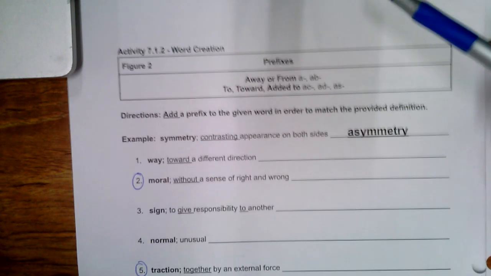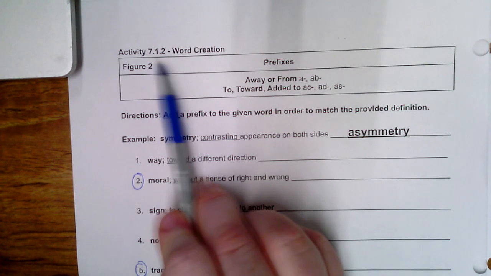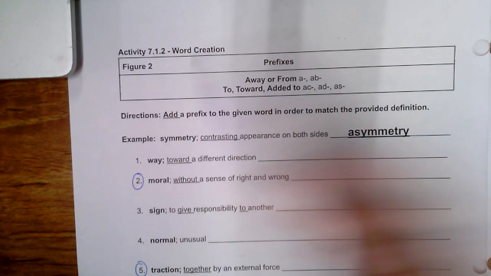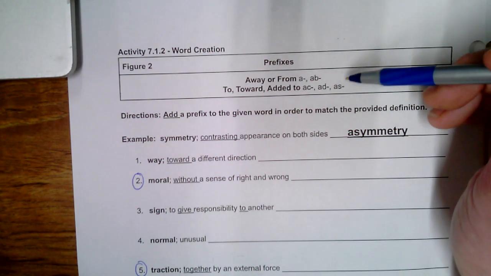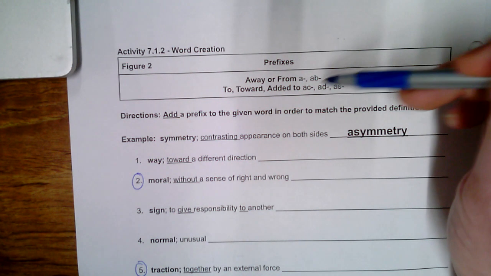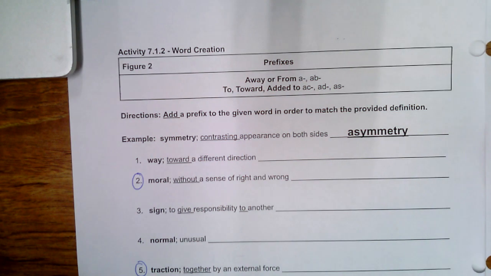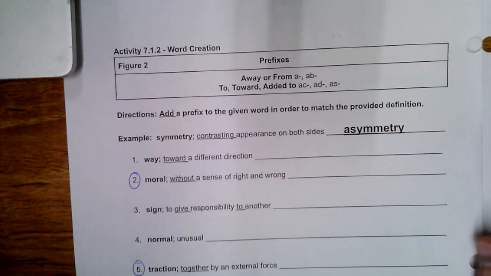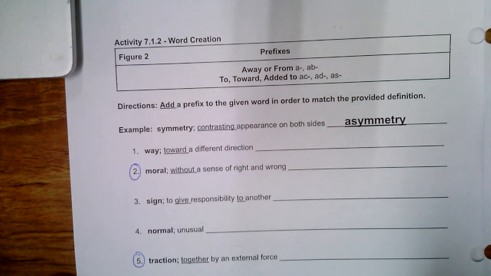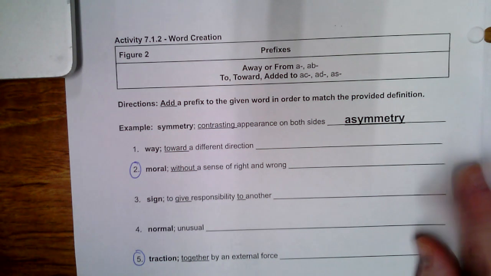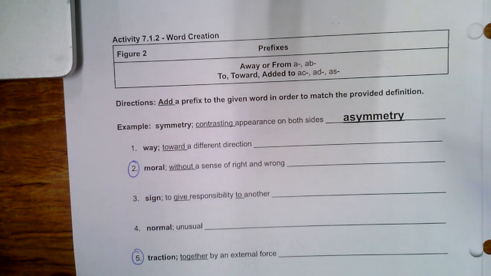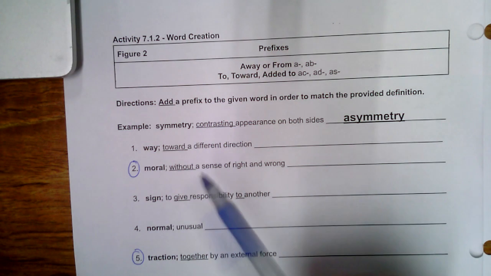But this is the video for activity 7.1.2 word creation. And again, we're using our prefixes at, ab, ac, ad, as, and they're in the figure 2 table up here. I'm going to do 3 of these examples with you. It did give you an example here, but I will help you with a couple more.